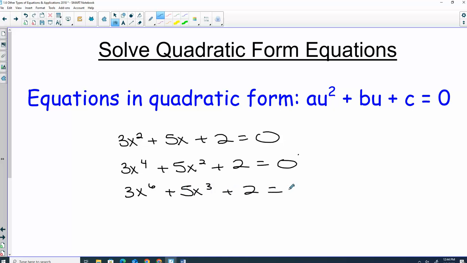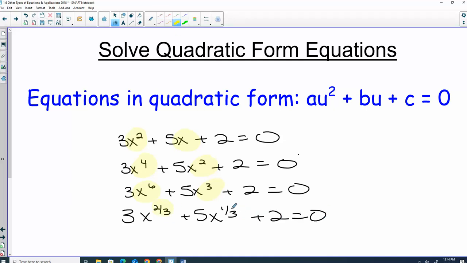Can you tell me why those two would be quadratic forms? The exponents are not 2 and 1. Okay, we don't have the typical quadratic of 2 and 1, but when I look, this is a 4 and 2. Half of 4 is 2. This one is 6. Half of 6 is 3. It could even be things like 3x to the 2/3 plus 5x to the 1/3. Because this exponent is 2/3 and half of 2/3 is 1/3, and then a constant.